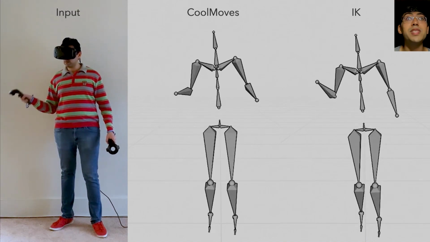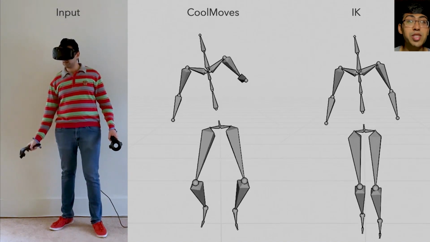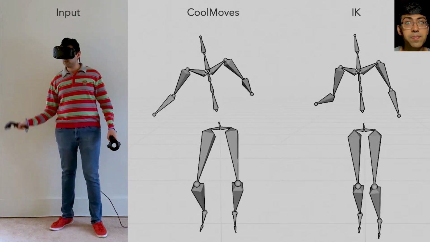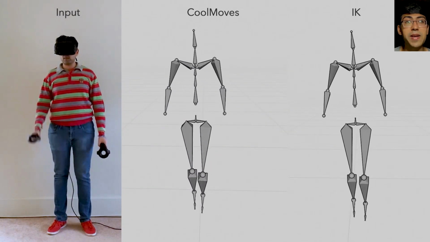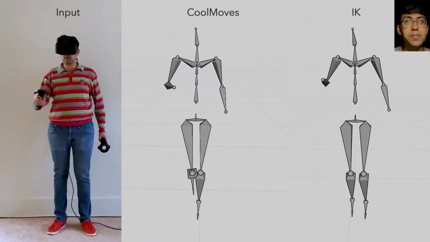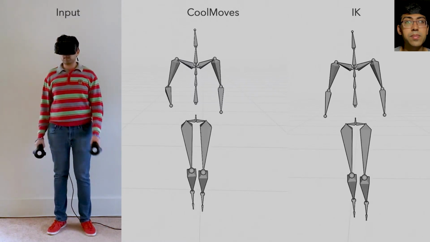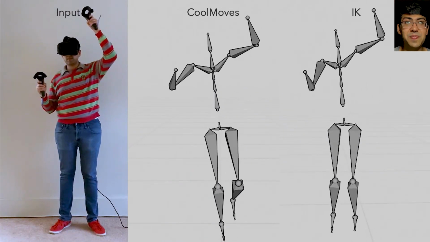Here is an example of the system in action when the user is dribbling a ball, is walking, or is climbing a ladder.